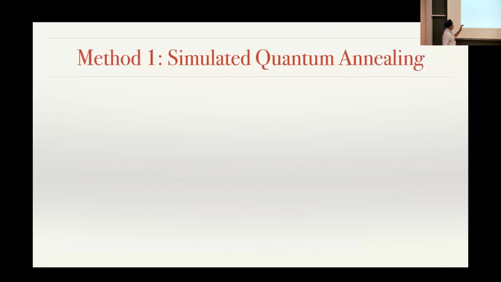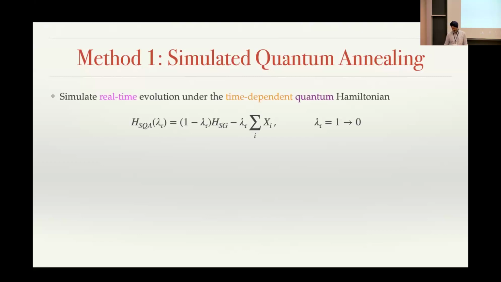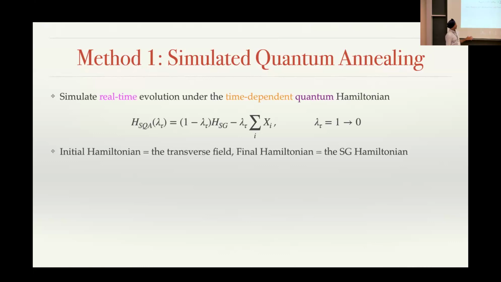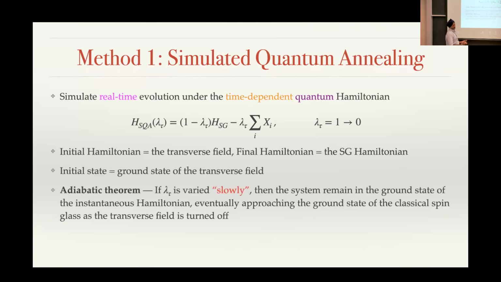We applied 3 methods. The first one is that we simulated quantum annealing. The idea here is to add a time-dependent transverse field to our spin glass Hamiltonian, such that the initial Hamiltonian is simply the transverse field and the final Hamiltonian is the spin glass Hamiltonian. The initial state is just the ground state of the transverse field. We know from the adiabatic theorem that if I turn off this transverse field slowly, then the system will remain close to its ground state and eventually go to the ground state of the final Hamiltonian.